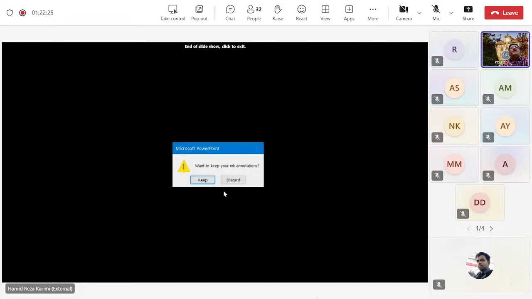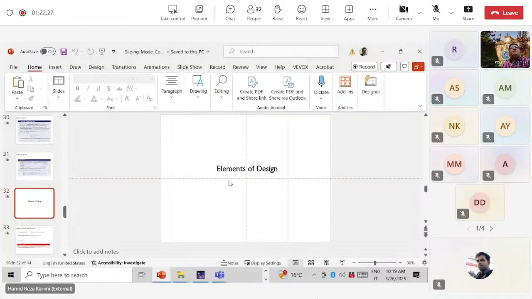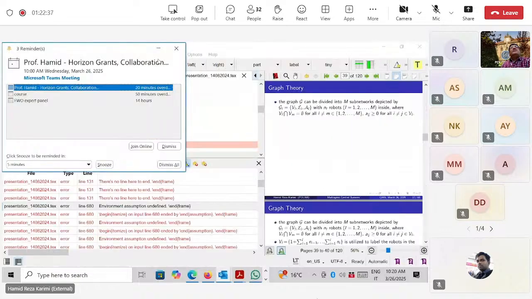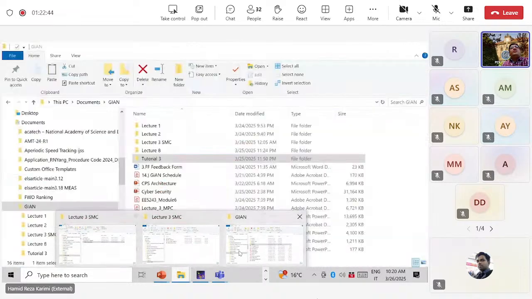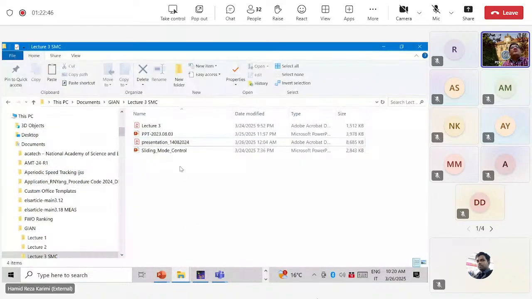Okay, any question up to now? If there is no question, then I can also show you some other results about sliding mode control.